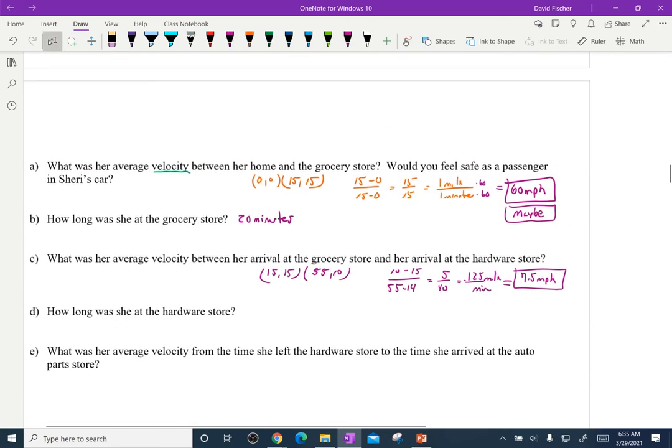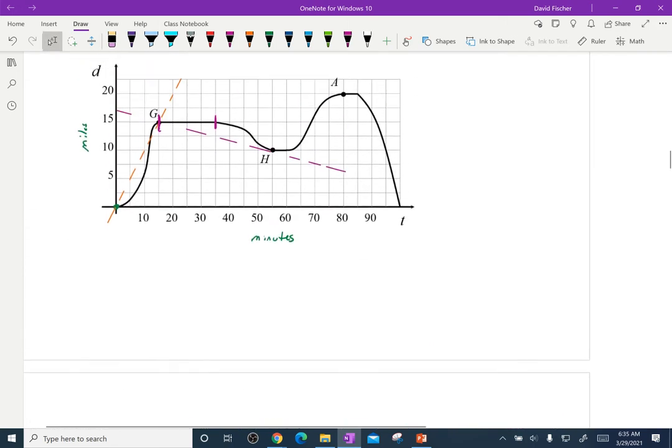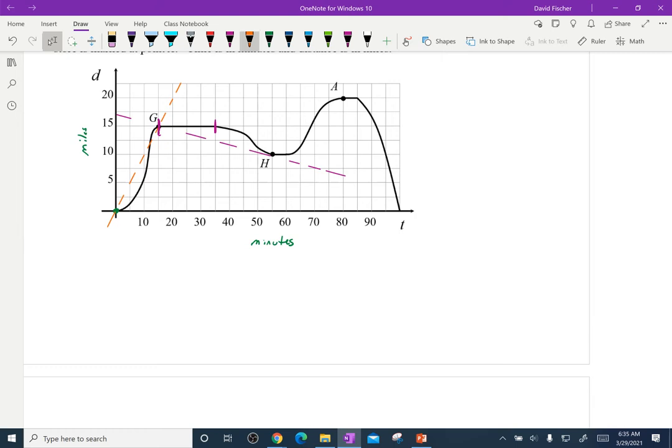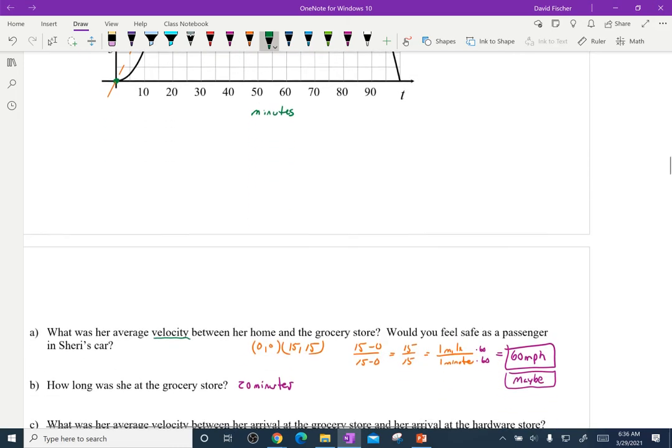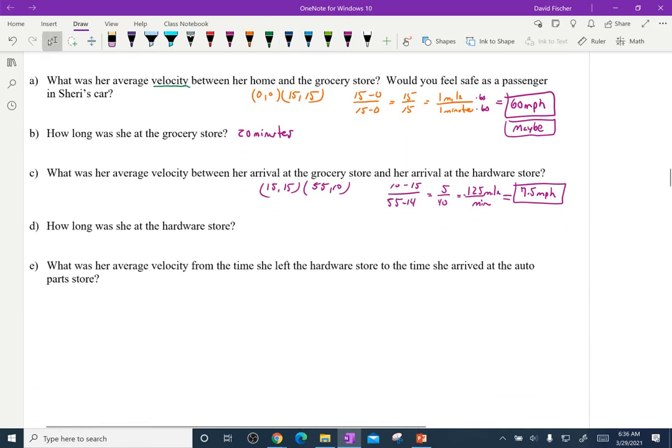How long was she at the hardware store? Now be careful on this one, because it's easy to misinterpret. Here she is at the hardware store, and she doesn't leave until right there, because that's where I start to see the curve change. So we can't say she was at the hardware store for 5 minutes. You might say something like 6 or 7 minutes. It's a little over 5.